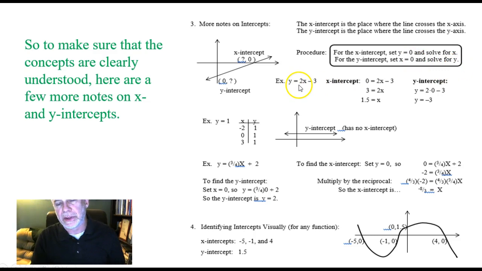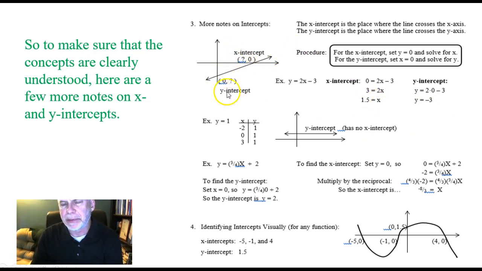So here's another example. To find the x-intercept, you're going to plug in 0 for the y, and you get 0 equals 2x minus 3. Move the 3 over, divide by 2, you get 1.5 again. For the y-intercept, we're going to just set x to 0, so you get 2 times 0 minus 3, so that would be minus 3. So negative 3 is your y-intercept value, and 1.5 was the x-intercept.